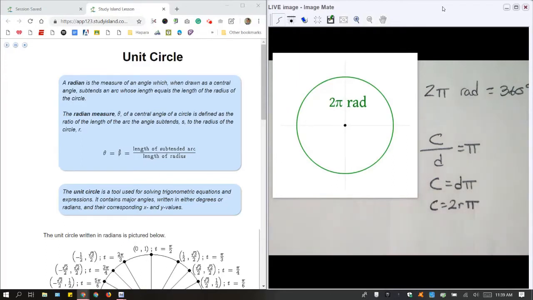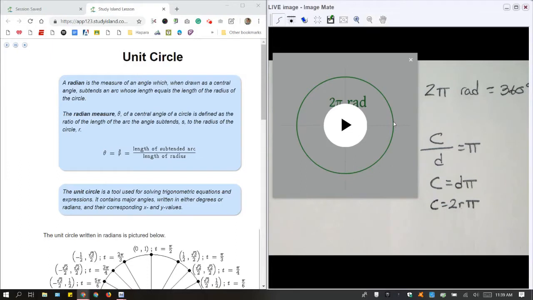Well, if the length of the circumference of a circle is 2 times the radius times pi, and I have an arc that is equal to the length of a radius, and that arc creates a central angle that's called a radian, then I can figure out how many radians are in the circle by figuring out how many times I can go around the circle with a length of an arc that's equal to the size of the radius.